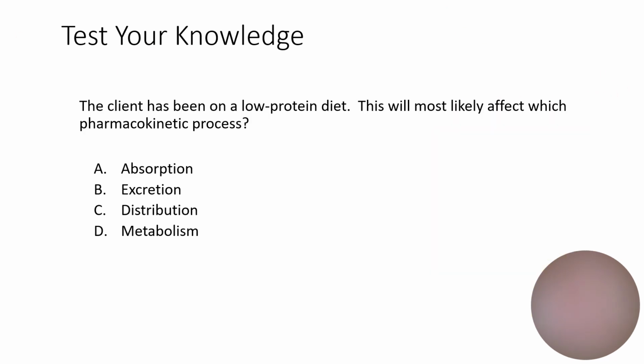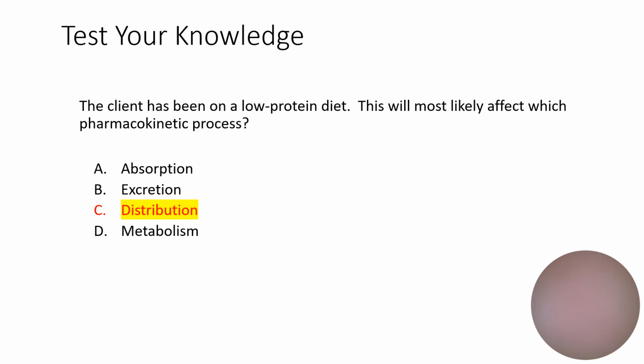The client has been on a low protein diet. This will most likely affect which pharmacokinetic process? What do you guys think? So the answer is distribution. Distribution is all about how a drug or something like a low protein diet affects the transport to tissues and organs. A low protein diet may lead to an inadequate level of plasma proteins, which will affect availability of the free drug.